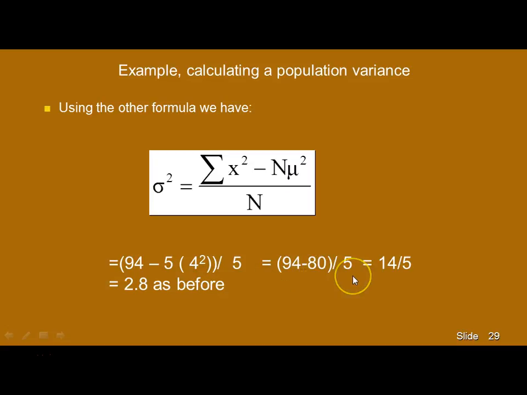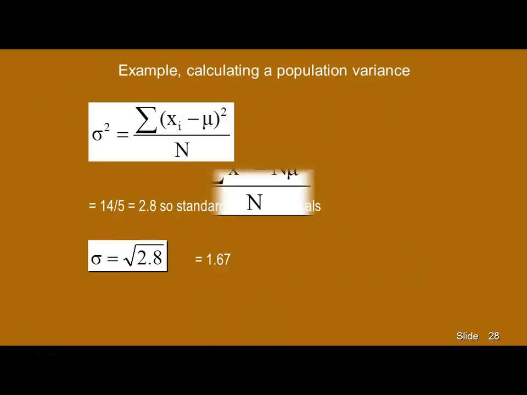Divide all of that by n of 5, and again, you're going to get the same result as before, because the mean was a whole number, so you're not going to have any rounding error. 14 over 5, or 2.8, is our variance as before, and the standard deviation will still be the same as it was a minute ago. Standard deviation was 1.67.